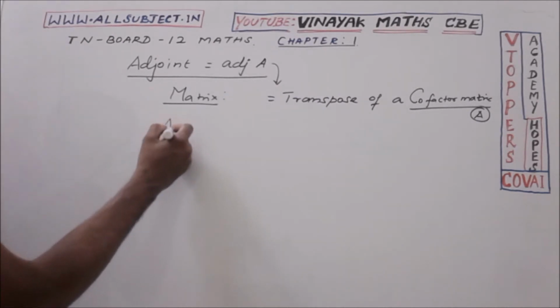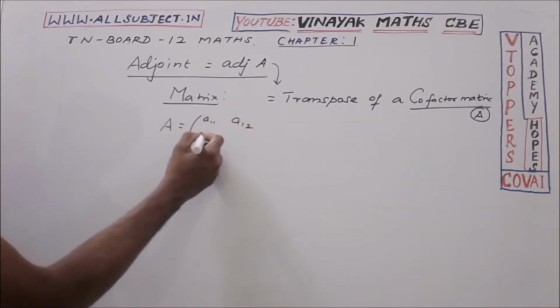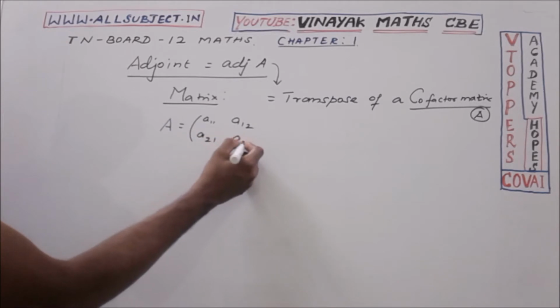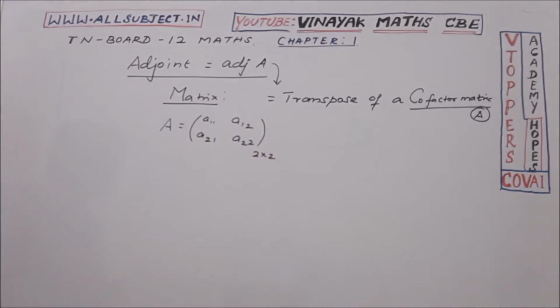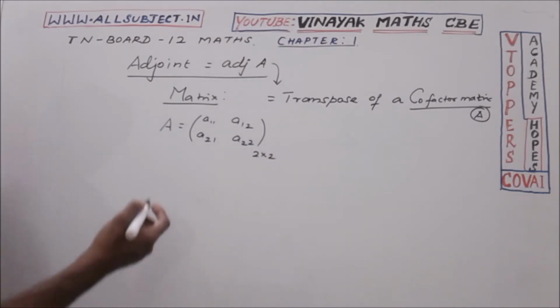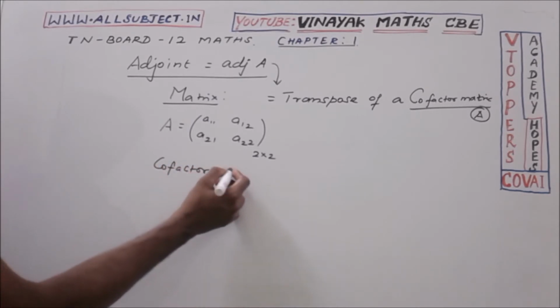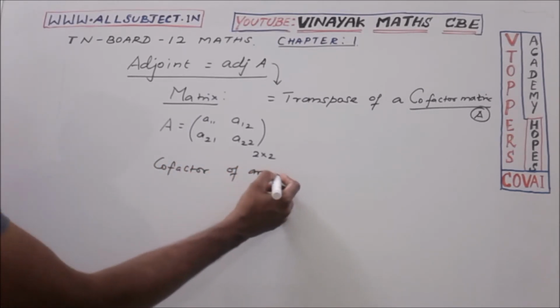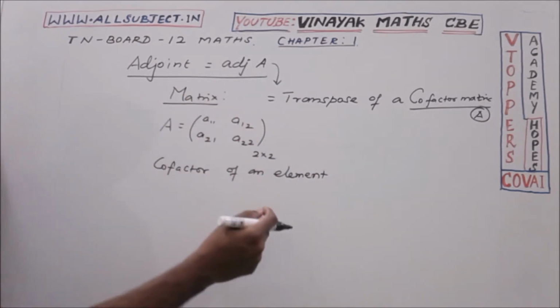a matrix given A equal to A11, A12, A21, A22. Now I am taking a 2 by 2 matrix here. How to calculate its cofactor? We have a formula to find the cofactor of an element. What does element mean? These 4 entities are known as elements.